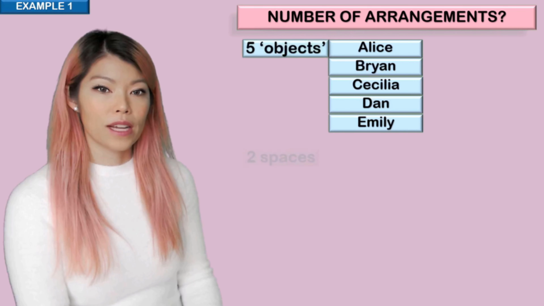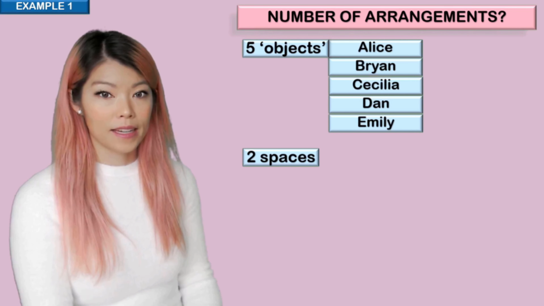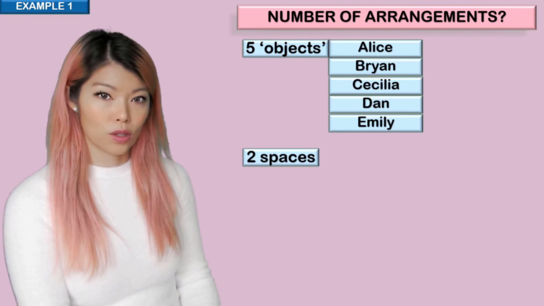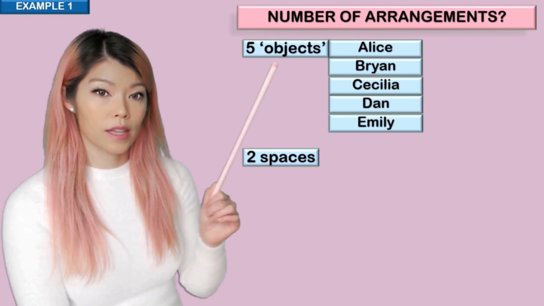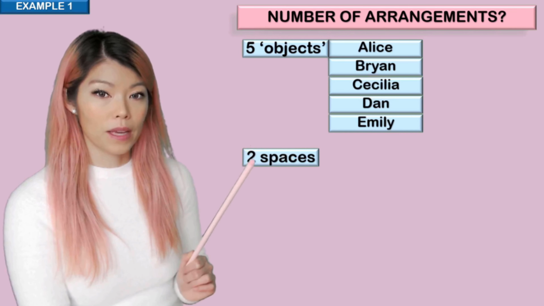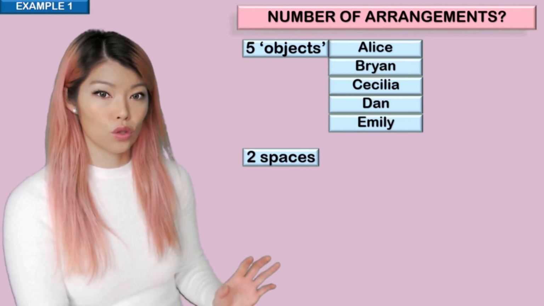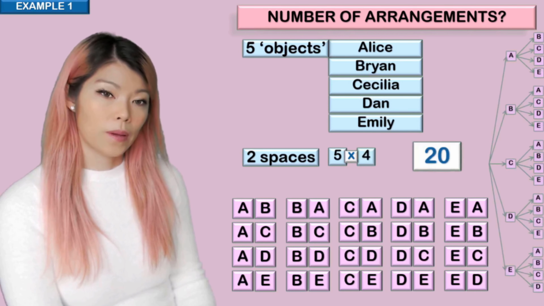What is the number of arrangements if you had 5 people, Alice, Brian, Cecilia, Dan, and Emily, and you had to pick two class monitors? So there's 2 spaces. To simplify things, I'm always going to use the word objects as things we can pick from, and spaces as how many things we get to choose. So we have 5 things and 2 spaces.